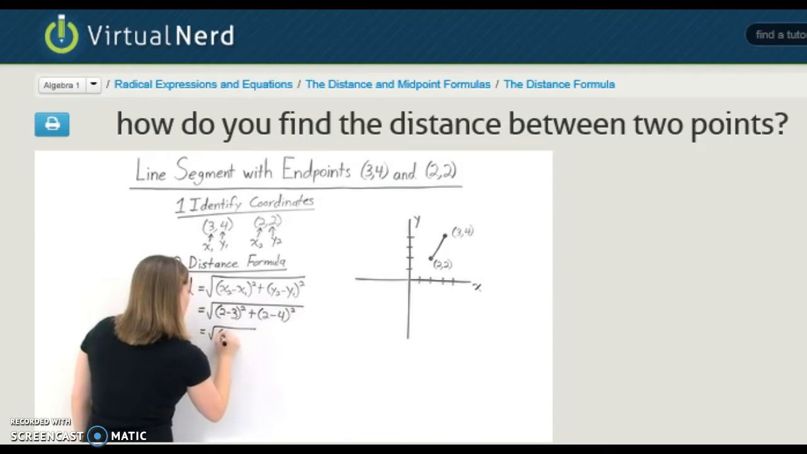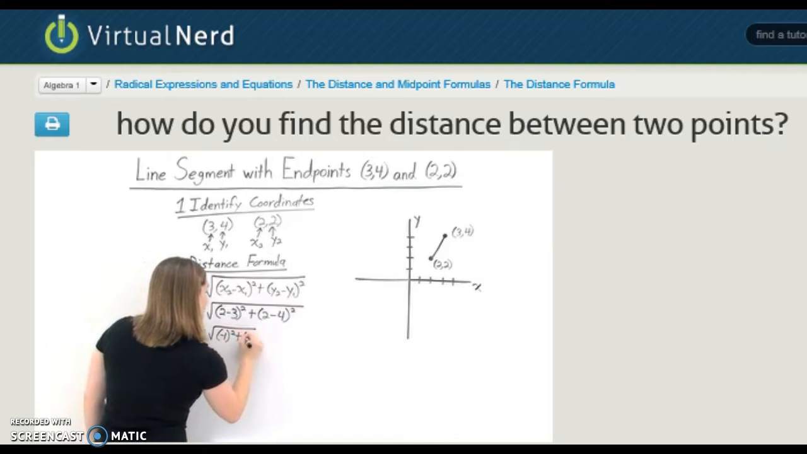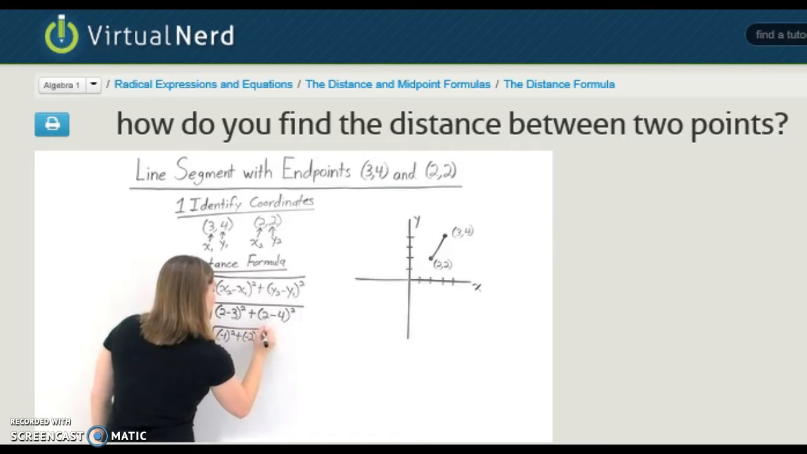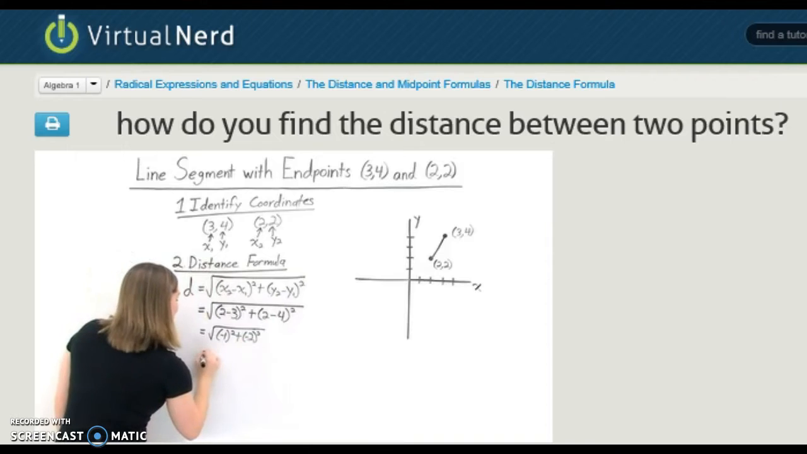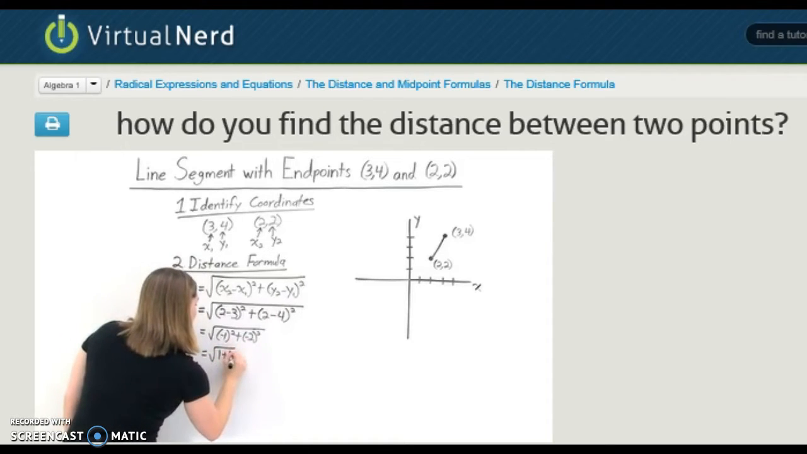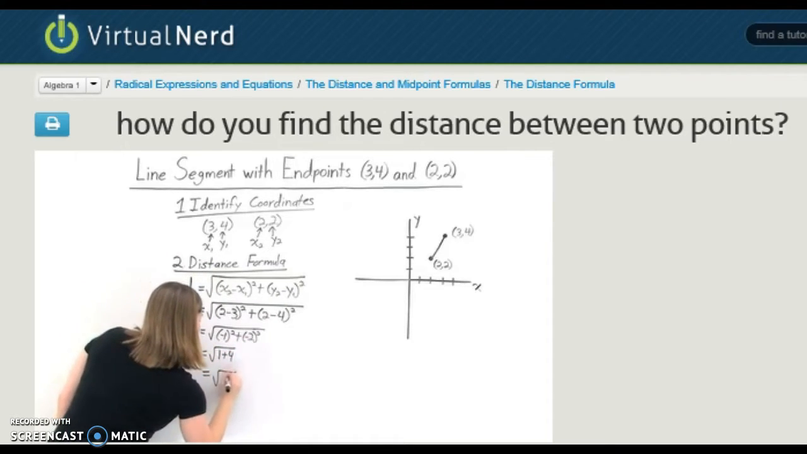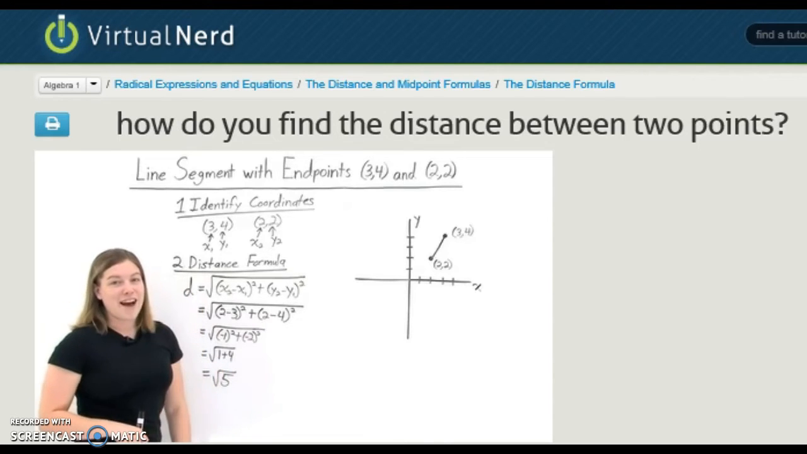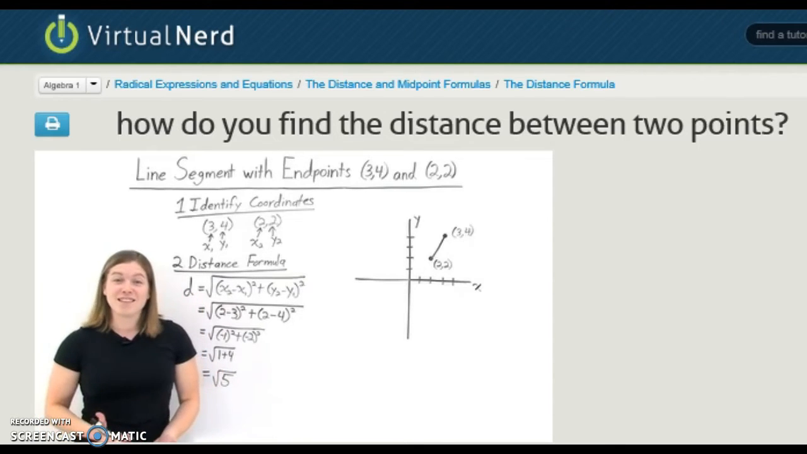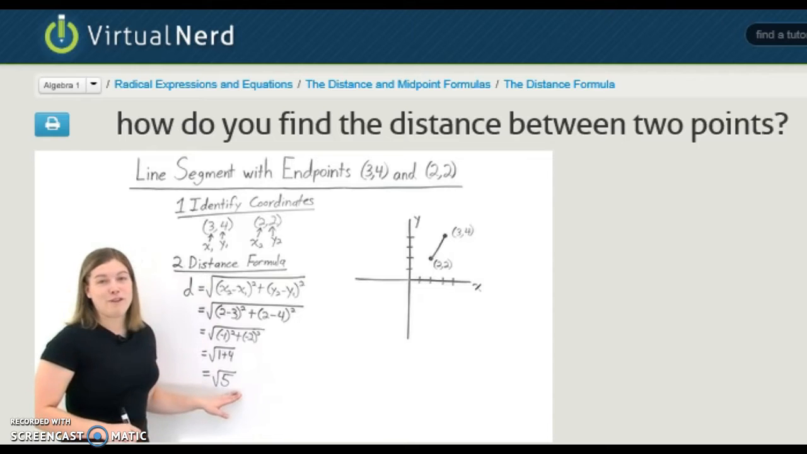Simplifying, we get negative 1 squared plus negative 2 squared. Simplifying a little more, we get the square root of 1 plus 4, which is the square root of 5. So we have our distance. The distance is the square root of 5.